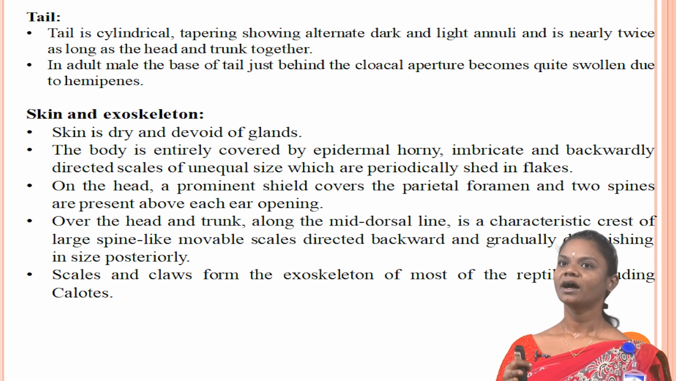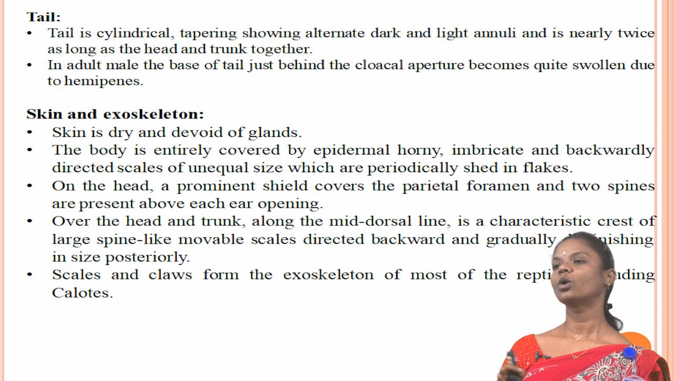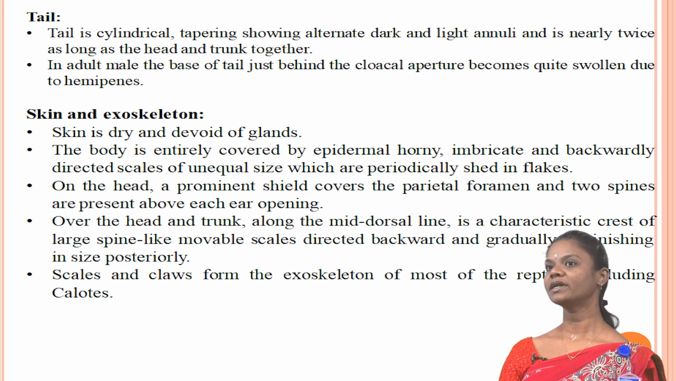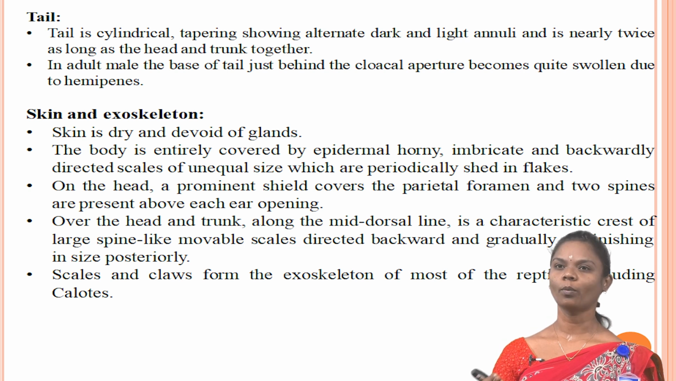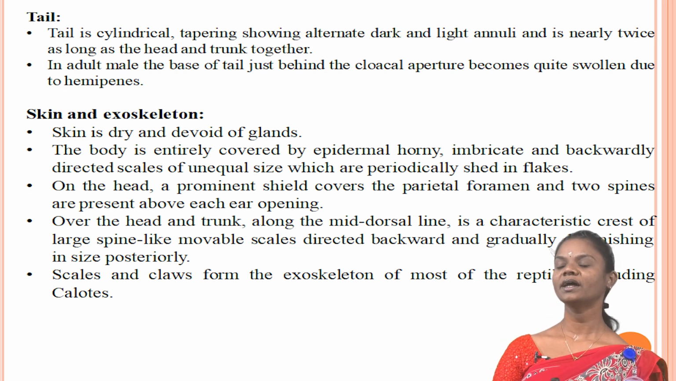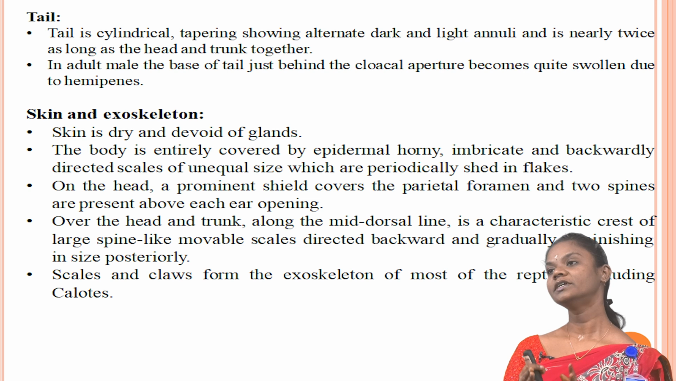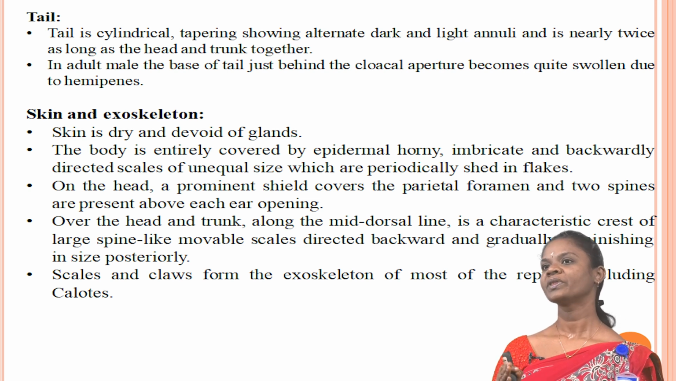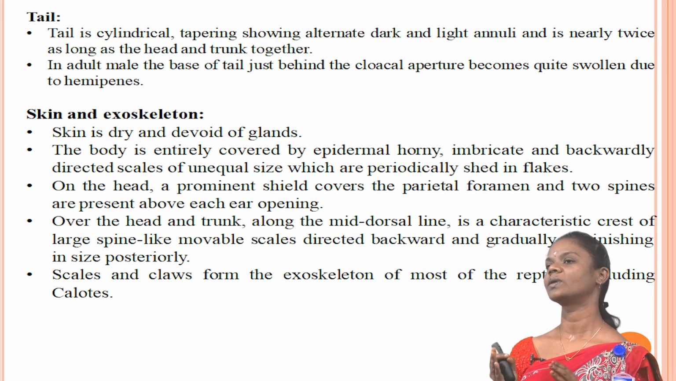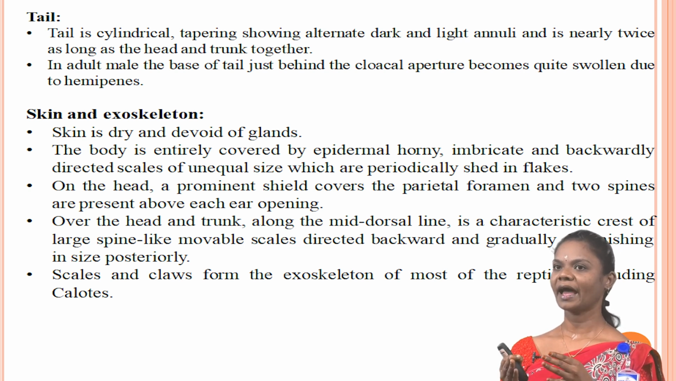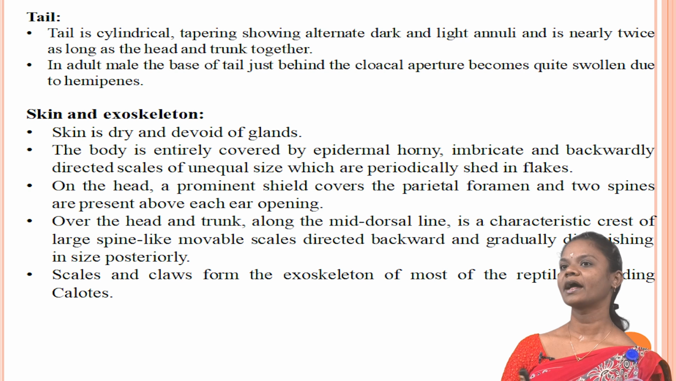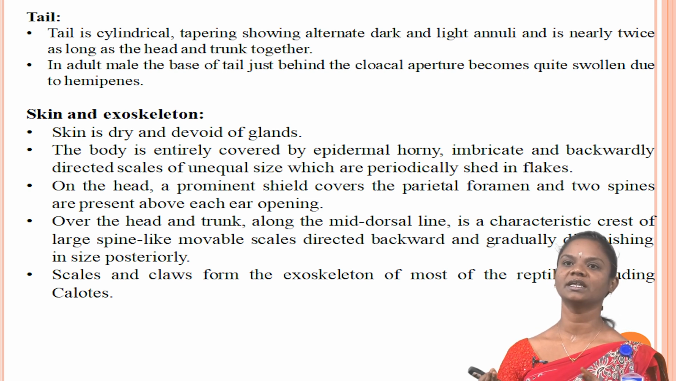On the head, a prominent shield covers the parietal foramen, and two spines are present above each ear opening. Over the head and trunk, along the middle dorsal line, is a characteristic crest of large, spine-like, movable scales directed backward and gradually diminishing in size posteriorly.